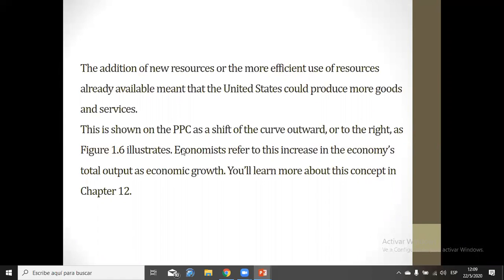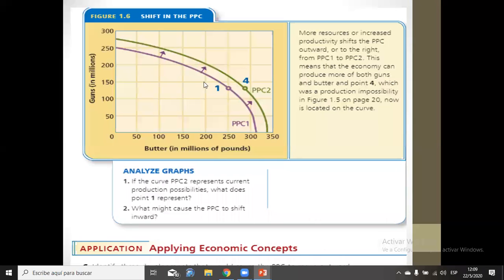Now also you have that documented in your PDF. Economists refer to this increase in the economy's total output as economic growth. You will learn more about this in chapter number 12. Okay, now this is what they explained over here. More resources or increased productivity shift, cambia, the PPC hacia adelante, upward, or to the right. From PPC 1, this purple, to PPC 2, the green one. It means that there is growth in the economy.